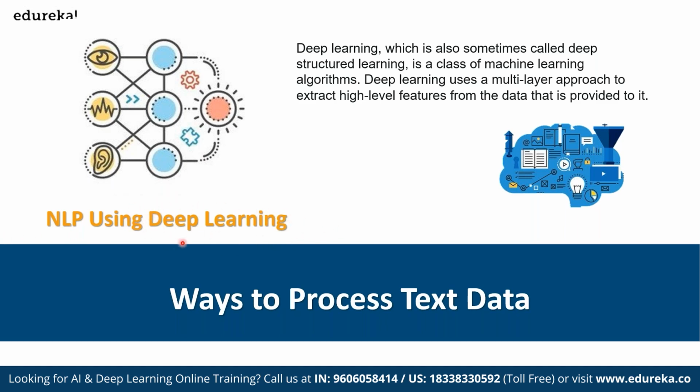Now, deep learning is more sophisticated mathematical algorithms, as you are seeing here, and it can understand the high-level features from the data you are trying to communicate. So NLP can be processed two ways. One is using machine learning, and the other is using deep learning.